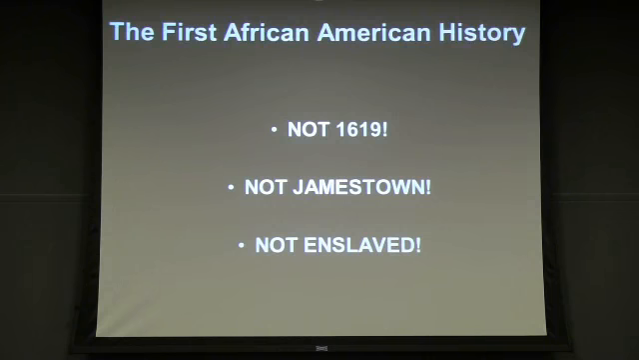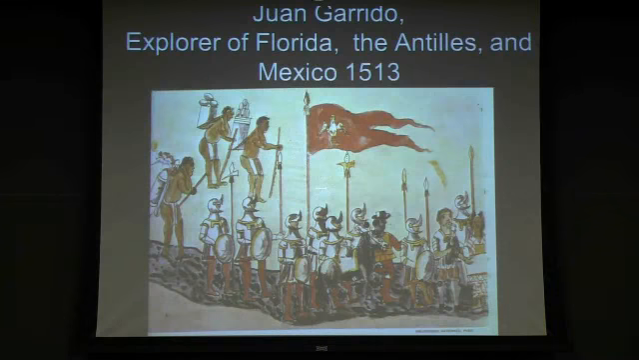So here's my big message. Not 1619, not Jamestown, and not enslaved as the beginning of African American history. I always use this little image of Juan Garcia, the man that came with Juan Ponce de Leon to discover Florida in 1513. So he's all over Florida now because it's the 500th year anniversary. He's everywhere, but he had a lot of adventures, and here he's off with Cortez to conquer the Aztecs. But again, the idea that because these are free human beings, they have a paper trail, they have property, they have history, we can track them all over the Atlantic world.